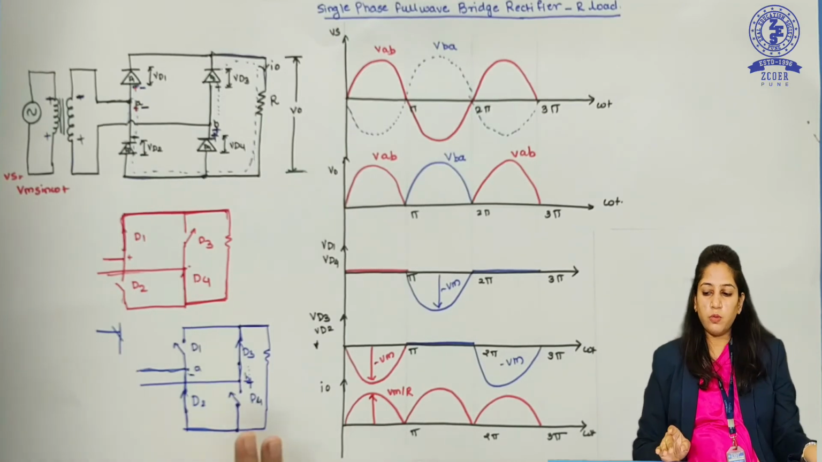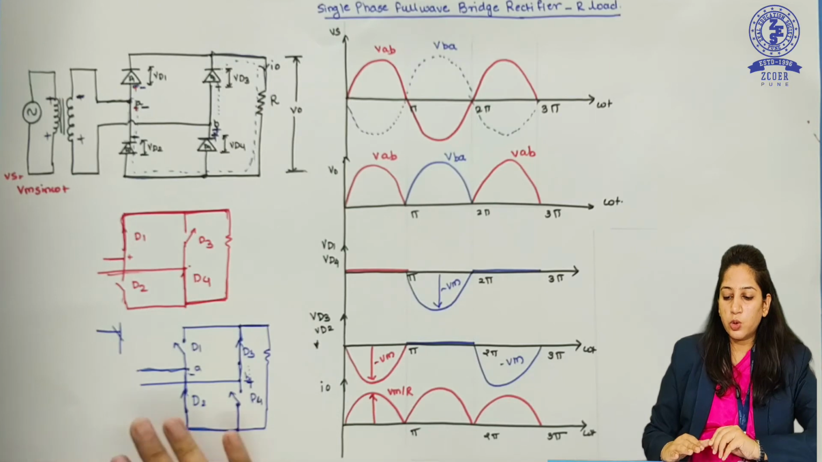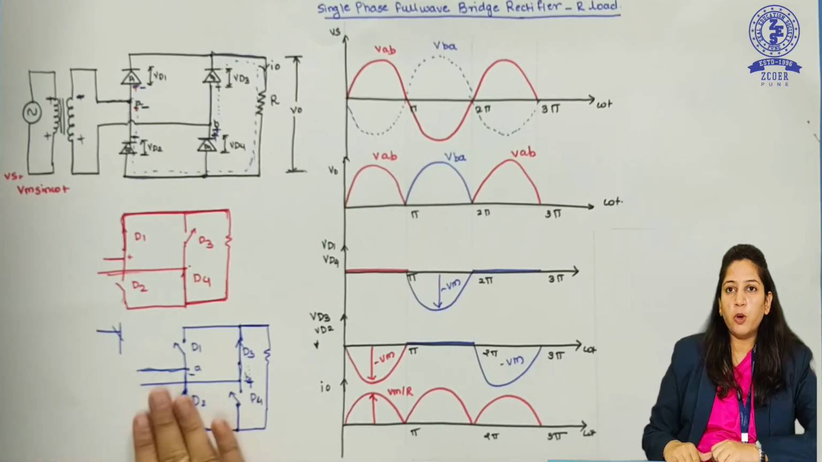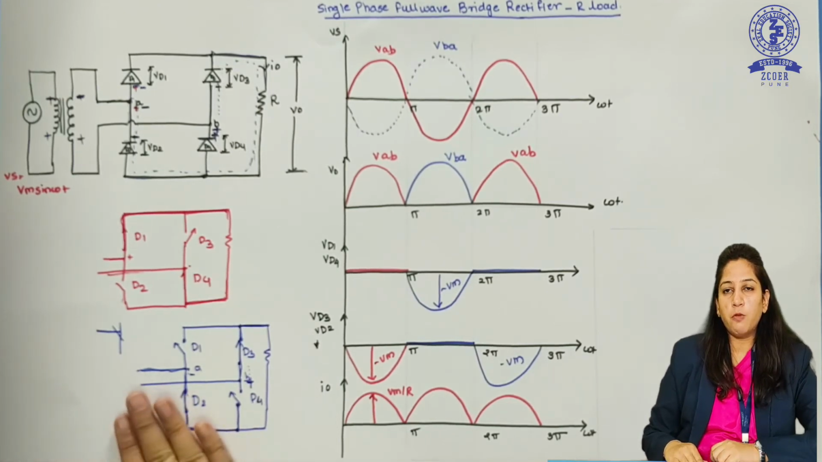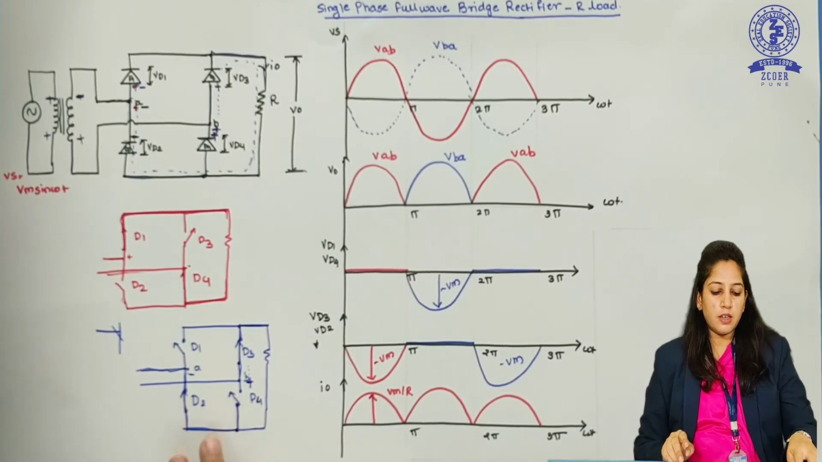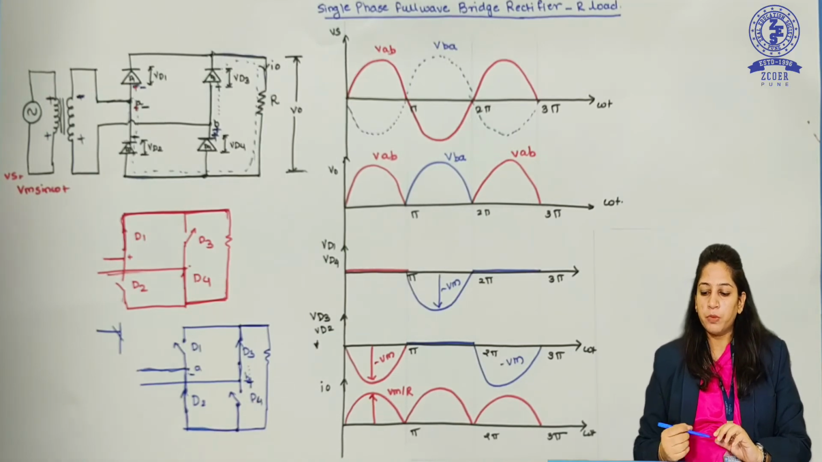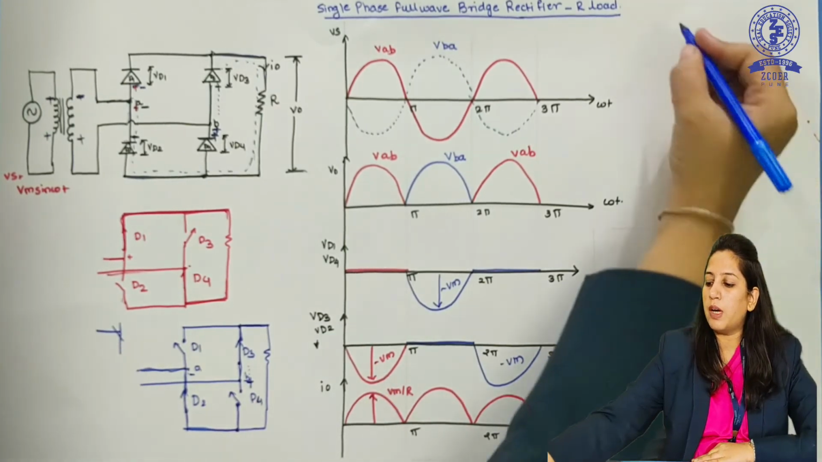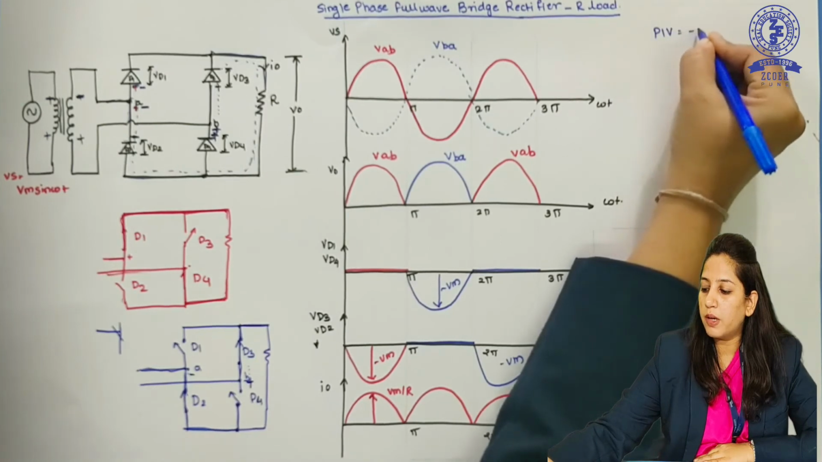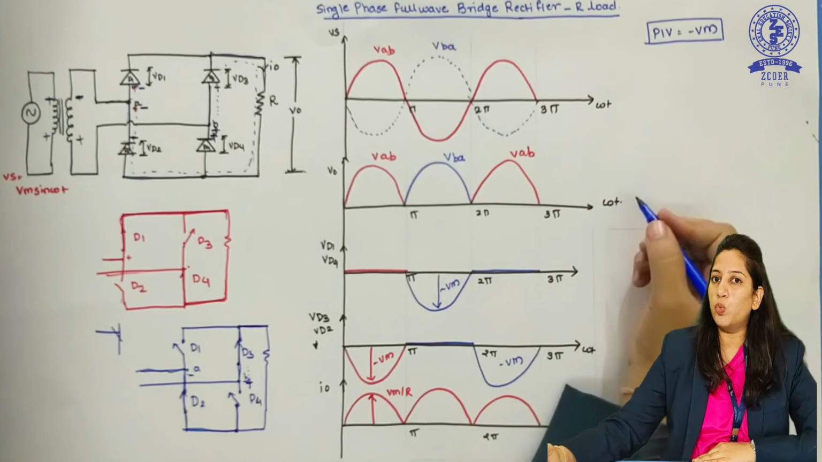Now we will see some performance parameters. Before, we have seen performance parameters for the full wave rectifier with R load for center tap, and center tap and this are both the same, the only difference is the peak inverse voltage across the diode will be different. Here peak inverse voltage is minus Vm, but in center tap it was minus 2 Vm.